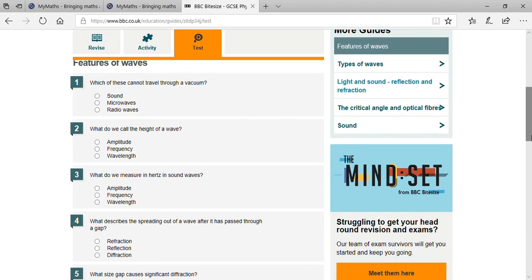The first question is, which of these cannot travel through vacuum? Do you understand your question? So the first question is which of these cannot travel through vacuum: sound waves, microwaves or radio waves. Okay, you are saying sound waves. Okay, so what do we call the height of a wave? Amplitude, frequency or wavelength? Okay, that's great. You are saying amplitude.